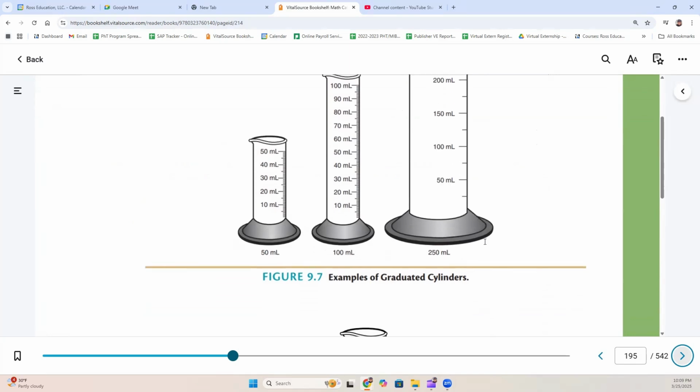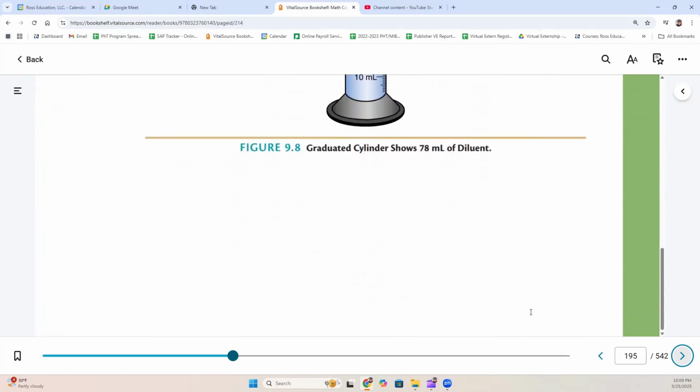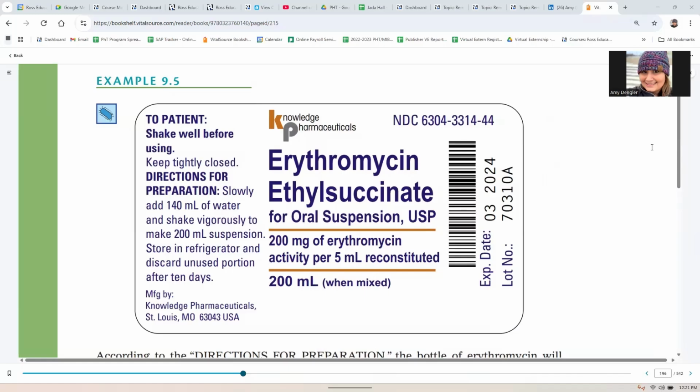So there's some examples of graduated cylinders. There is the cylinder showing 78 milliliters of diluent. Example 9.5, we're using this prescription label for erythromycin ethyl succinate for oral suspension, USP, which stands for United States Pharmacopoeia. 200 milligrams of erythromycin activity per 5 ml reconstituted. So that means every 5 ml we give a patient, they receive 200 milligrams of the medication, and the total volume is 200 ml when mixed.